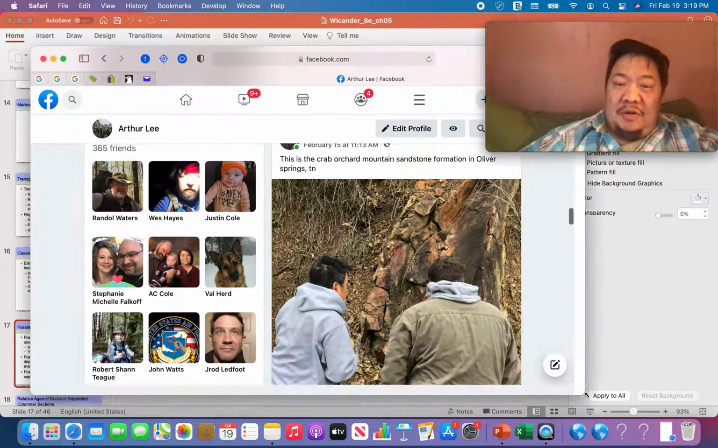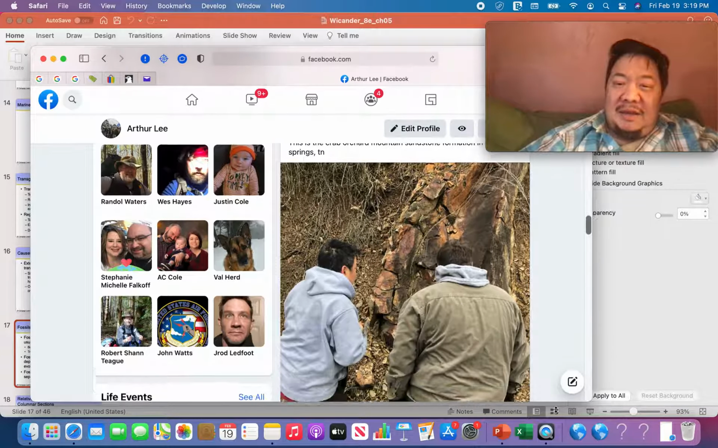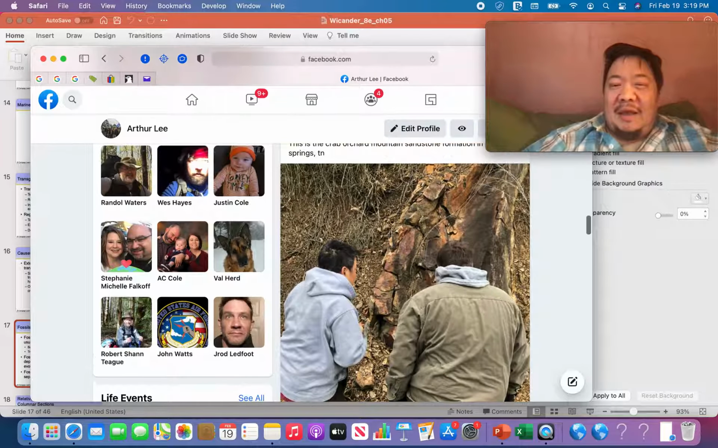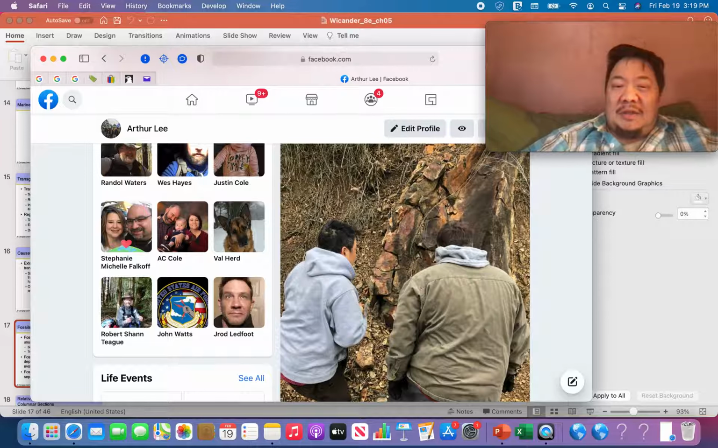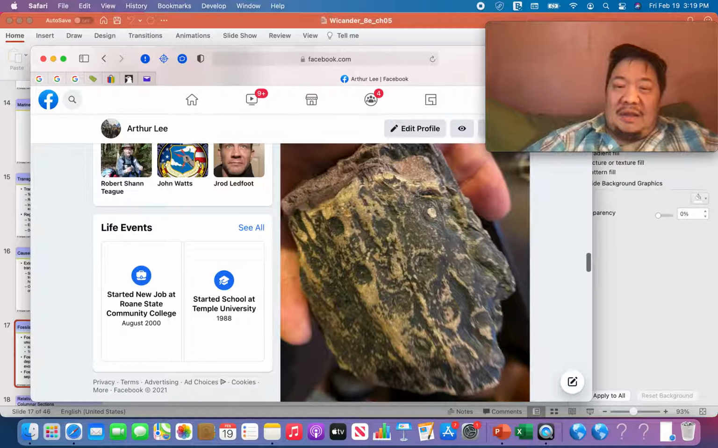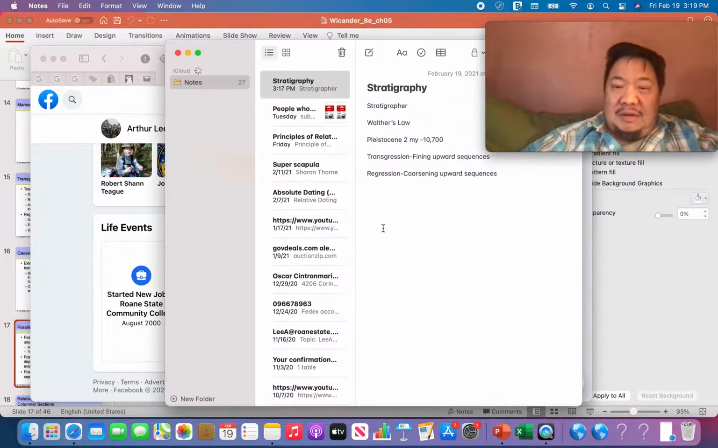Here's my buddy here, Wesley Hayes, and I. Dr. Wesley Hayes is also my medical doctor, but he's a friend of mine. And we go looking for fossils all the time. This is us last week looking for fossils in Oliver Springs. And here's a common fossil in Tennessee. It's called Lepidodendron.